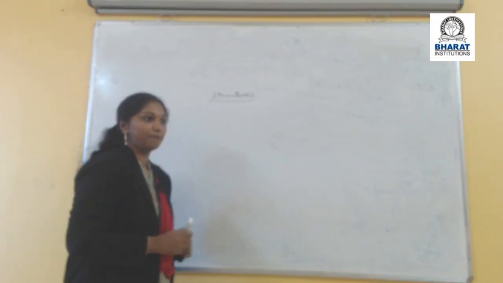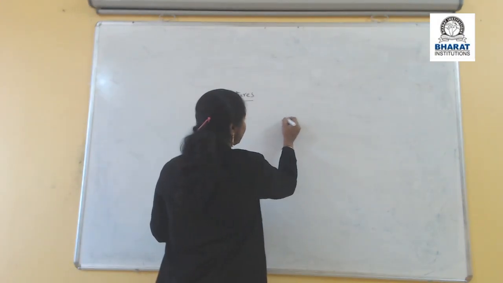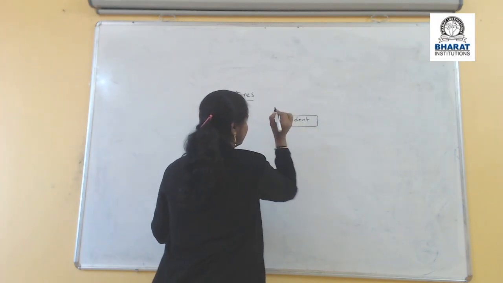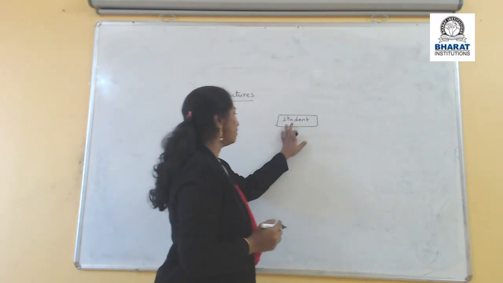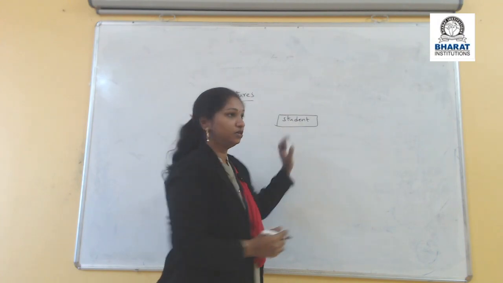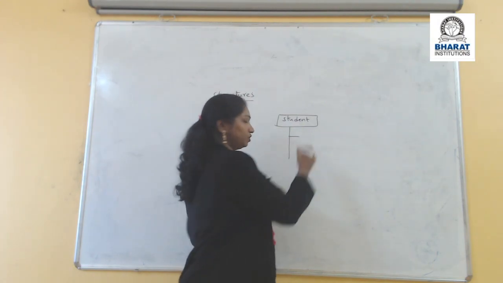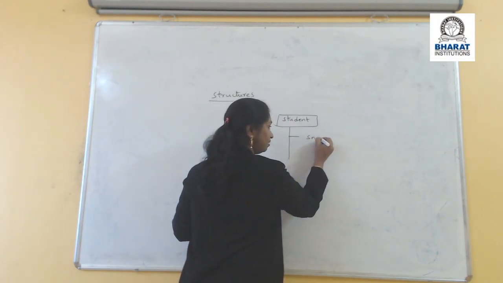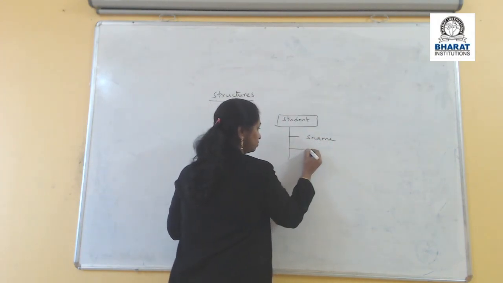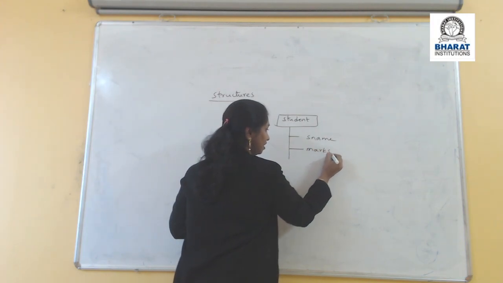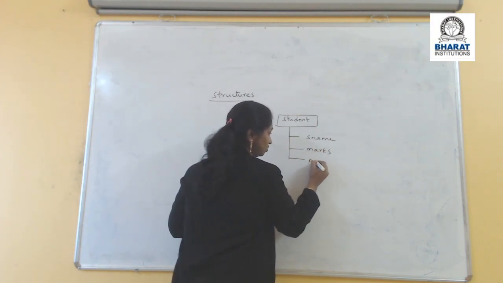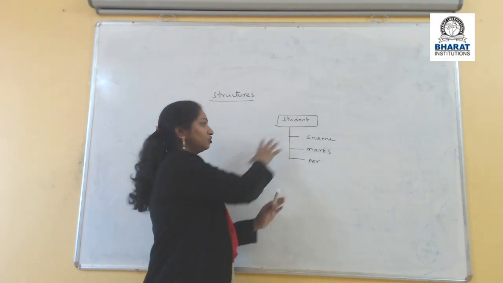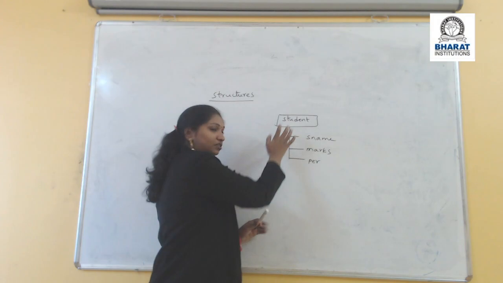Let us see one example. Let us take a student structure. Now I am considering student is a structure. Let us take some attributes of the students. Some common features of the students are like student name, student marks, and his attendance percentage also we can consider. Now let us create a structure for these attributes.